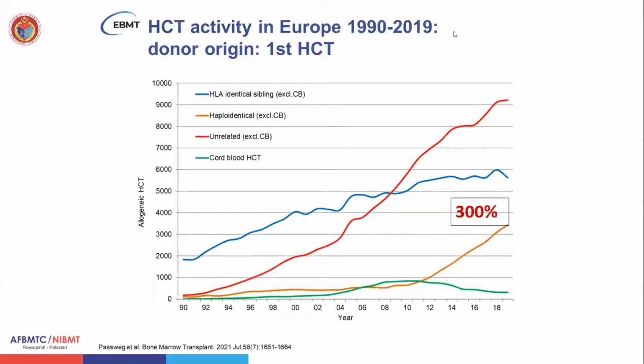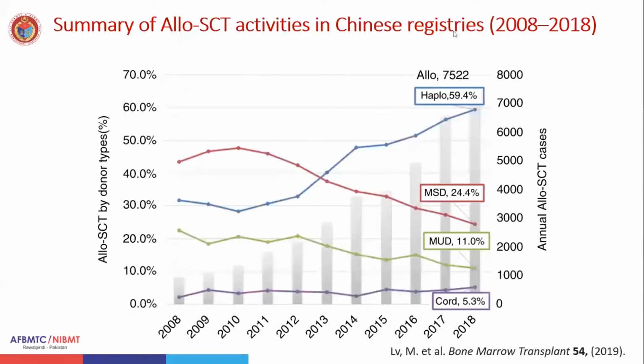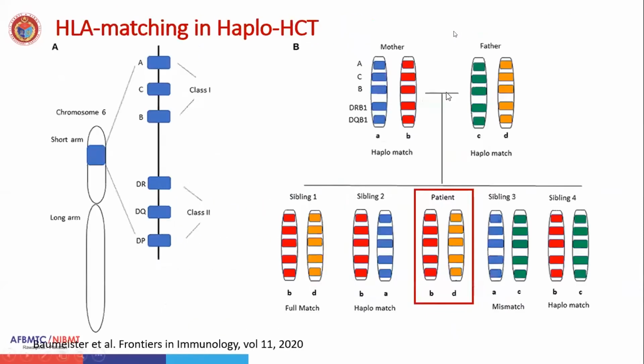So haploidentical transplant is an option for patients who do not have an HLA matched donor, and it's being used increasingly both in Europe and the Western world as well as in China, where nearly 60% of transplants are haploidentical.